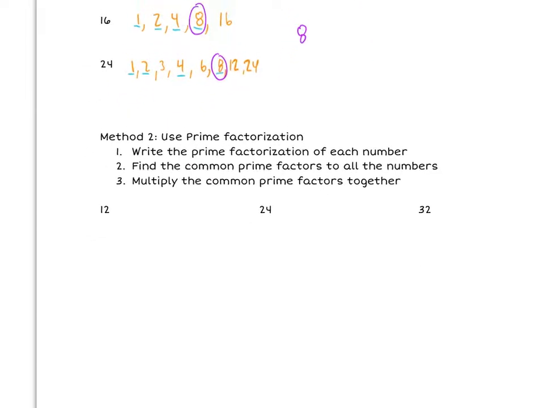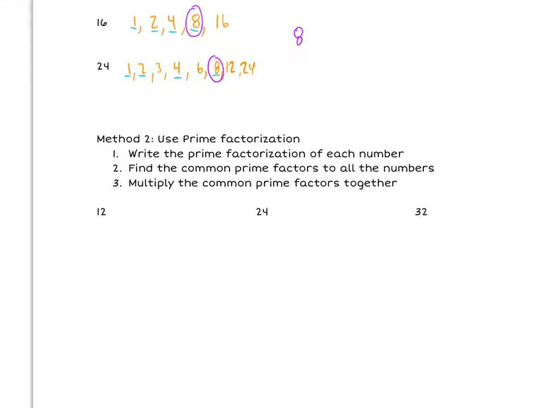The next method works nice for bigger numbers, works nice when you have more than 2 numbers. Has to do with making factor trees to start off. So first, we're going to write the prime factorization. And the easiest way to do that is to make a factor tree. So let's do number 12 here. What 2 numbers multiplied by each other equal 12?